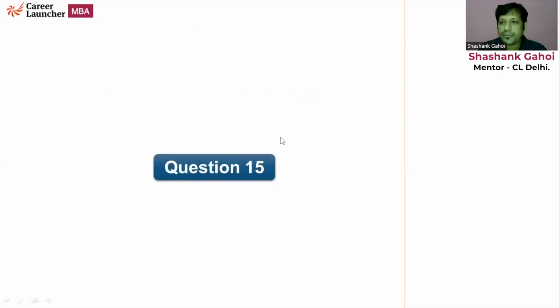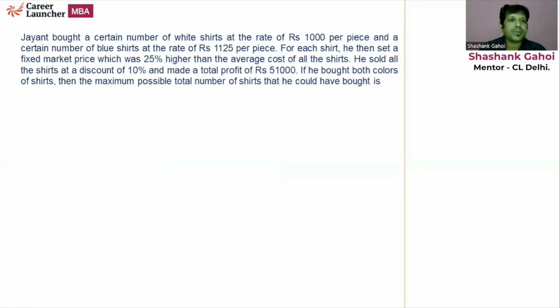Let's start question number 15. What does it say? Jen bought a certain number of white shirts at a rate of 1000 per piece and a certain number of blue shirts at a rate of 1125 per piece. For each shirt, he then set a fixed market price that is 25% higher than the average cost. He sold all the shirts at a discount of 10% and made a profit of 51,000. So what is the maximum possible number of shirts he could have bought?